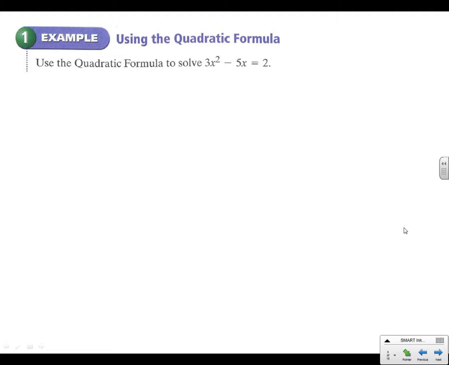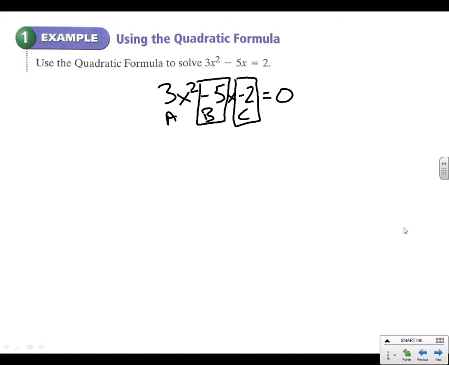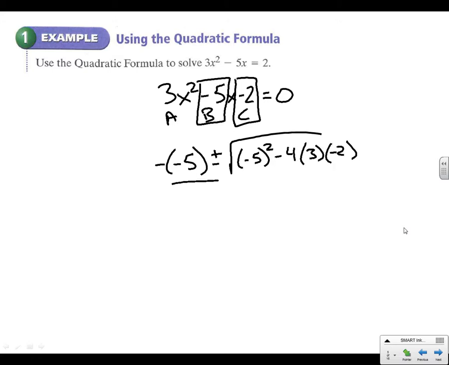Alright, so let's do an example here. Let's use the quadratic formula to solve 3x squared minus 5x equals 2. We need standard form first. 3x squared minus 5x minus 2 equals 0. Gotta have 0 on one side. Here's your a, here's your b, here's your c. Keeping in mind that b is negative 5. Keep the negatives with them. C is negative 2. So, negative b plus or minus the square root of b squared minus 4ac, all over 2a.